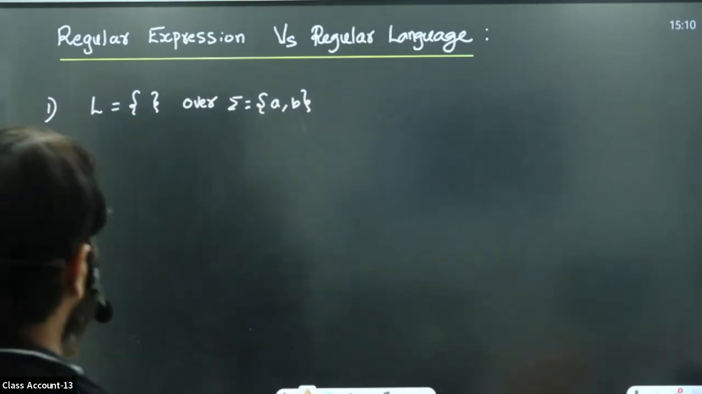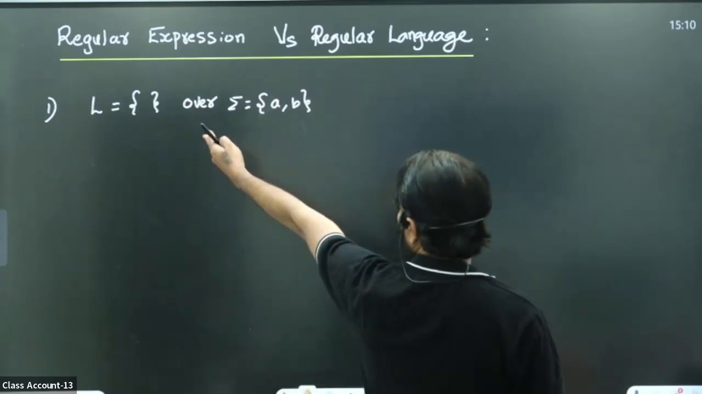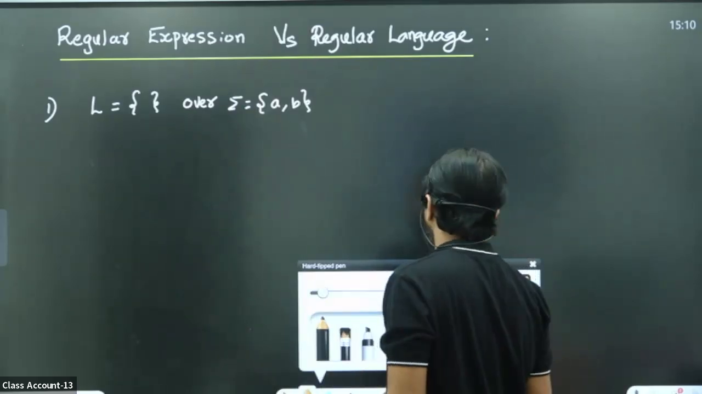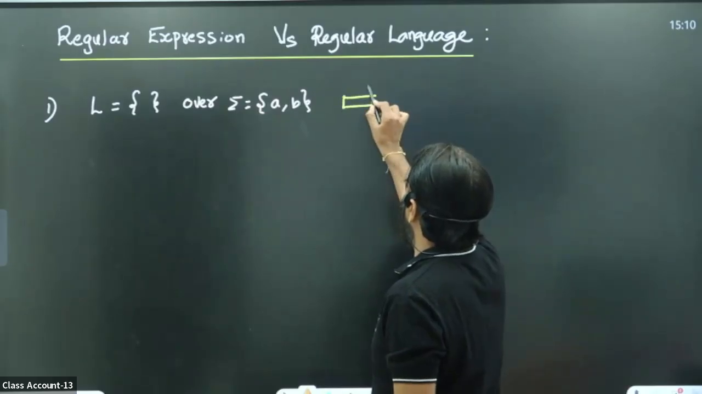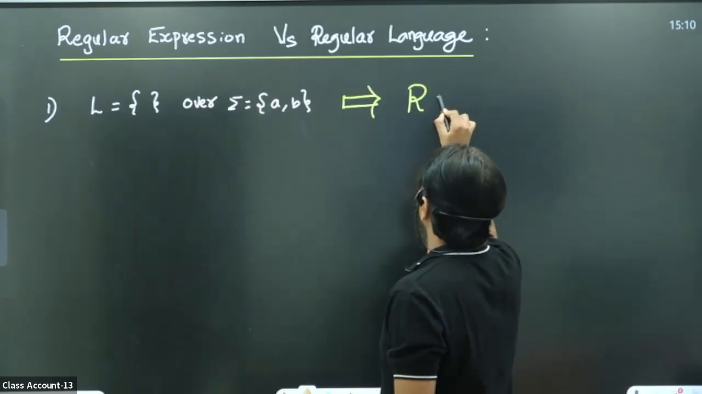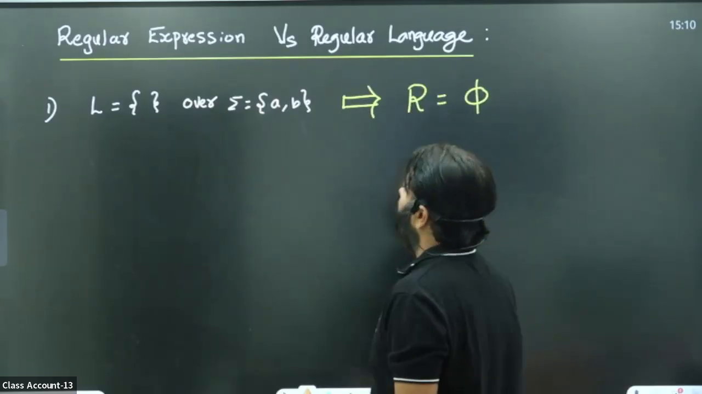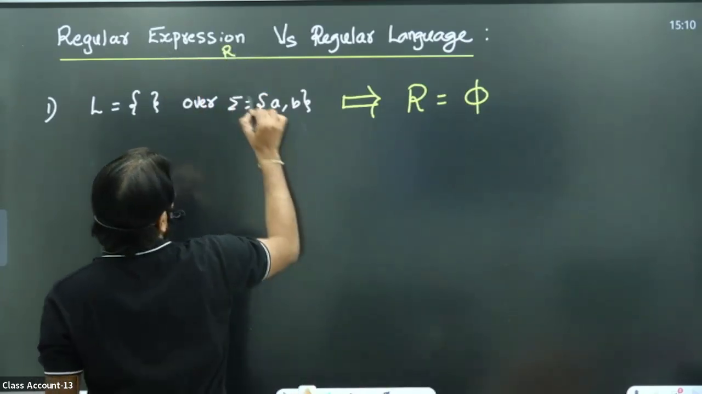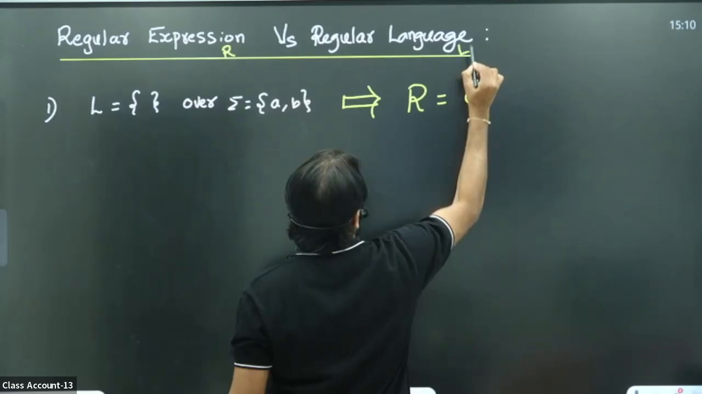Pi. Rahul is right. So this is a language. We have brackets, right? But I want to write a regular expression for this. How do you represent a regular expression for this? R, which is nothing but pi. So we write a regular expression R for a regular language L.